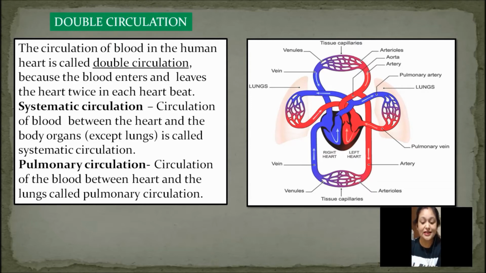So today's topic is these two systems, and these two systems combined are known as double circulation, because in the human heart these two systems combinedly perform the purification of blood and pump the purified blood throughout the body and again bring the impure blood back into the heart. So in my next slide, I am going to explain briefly what the systemic circulation is and what the pulmonary circulation is. So let's proceed to the next.